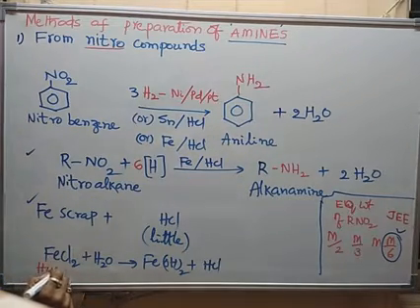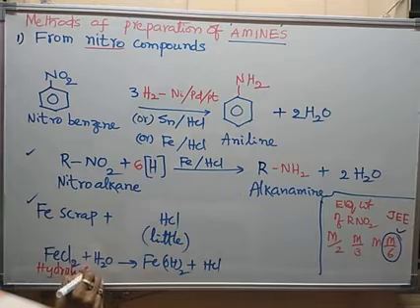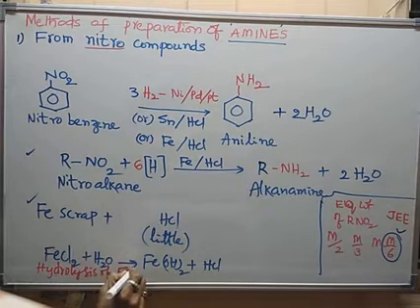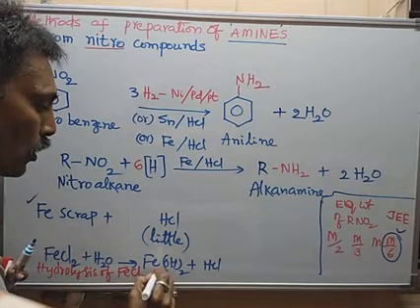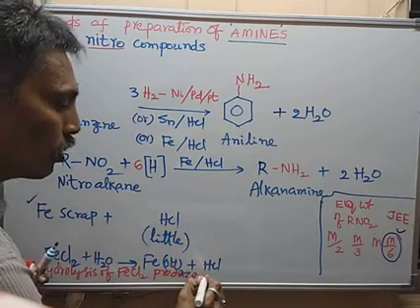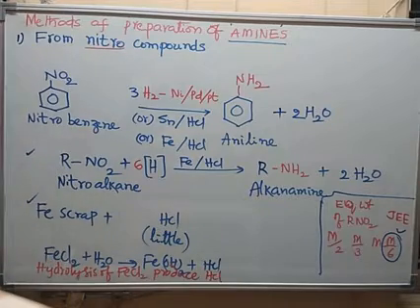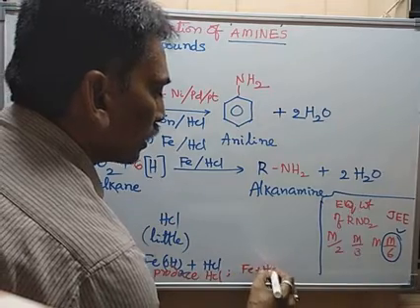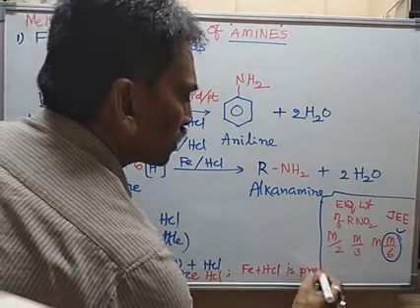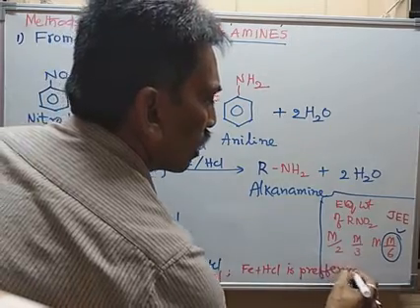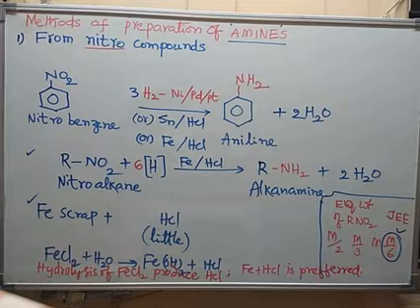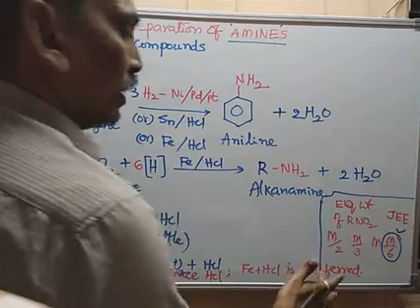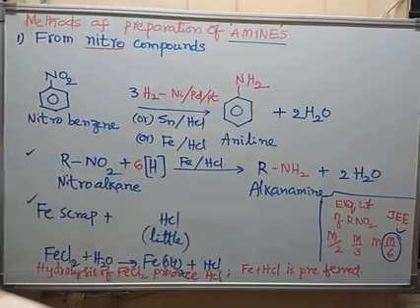In the form of a sentence you have to take: hydrolysis of FeCl2 produces HCl. That's why Fe plus HCl is preferred. Just simplify, in a simplified way it is to be taken as preferred. Clear?